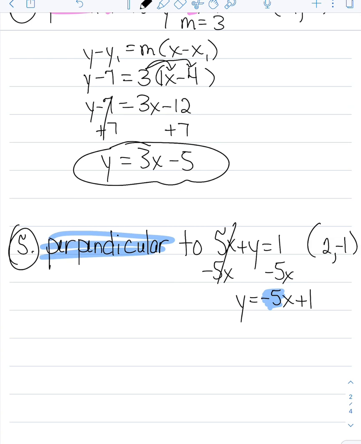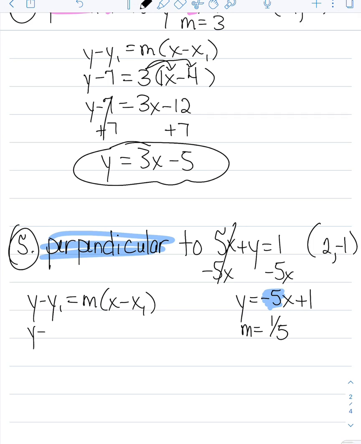So my slope, what is the opposite of negative? Positive. What's the reciprocal of 5? Well, 5 really means 5 over 1. So my opposite reciprocal to negative 5 is positive 1/5. Now I can use that and the point in point-slope form to write the equation of the line.